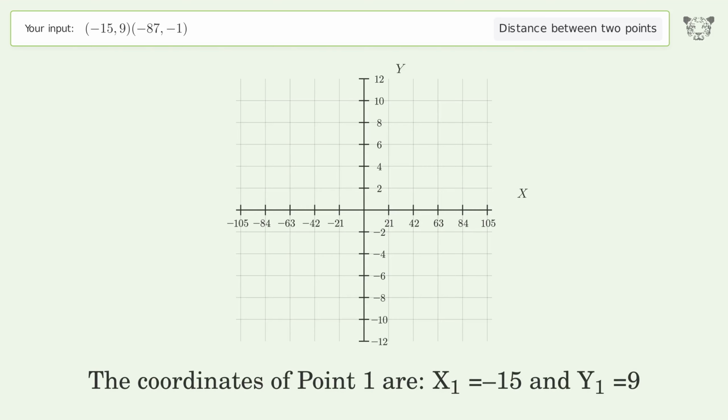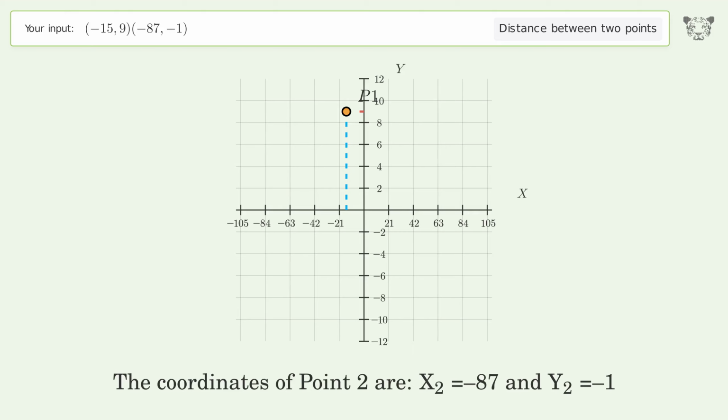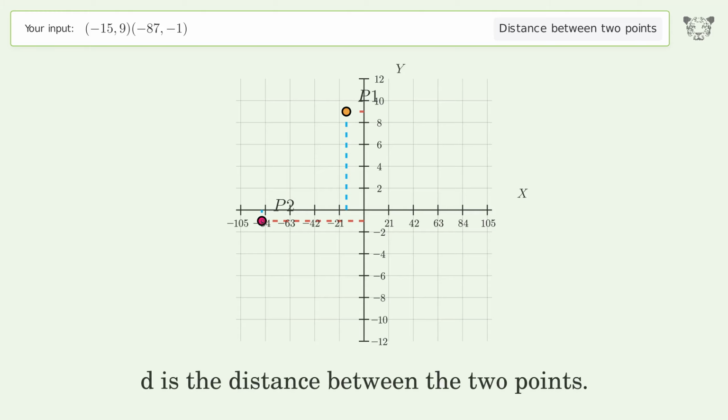The coordinates of point 1 are x1 equals -15 and y1 equals 9. The coordinates of point 2 are x2 equals -87 and y2 equals -1. D is the distance between the 2 points.